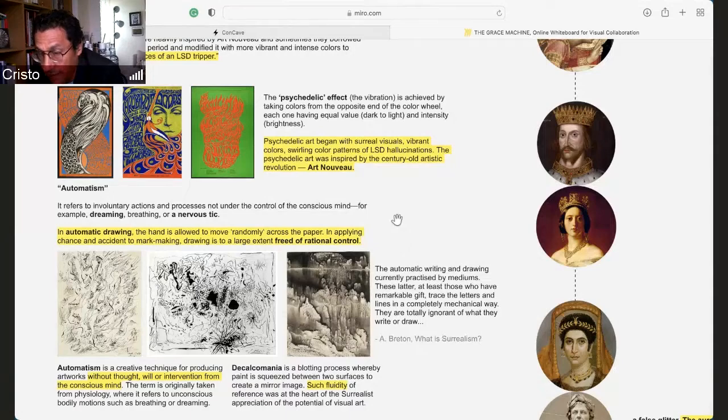So the effect of psychedelic art is this: the vibration is achieved by taking colors from the opposite ends of the color wheel, each having an equal value, dark to light, and intensity and brightness. And these visual motifs of psychedelic art, with its curvilinear shapes, illegible hand-drawn type, intensity, forms melting and projection of new images, relate to André Breton's automatism, for example, right?